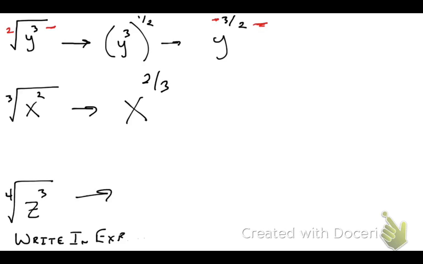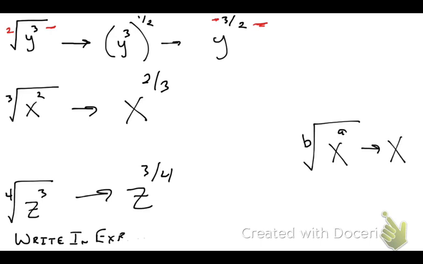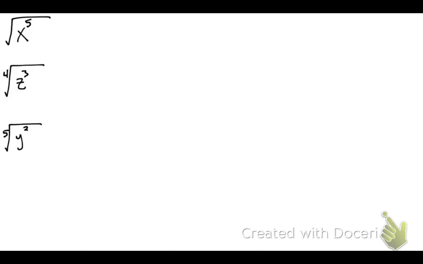And the last one, the 4th root of z cubed. Well, the numerator would be 3, and the denominator would be 4. If we wanted to generalize this a little bit, if we have the bth root of x to the a power, that can always be interpreted as x to the a over b. These two things mean the same thing. Why don't you practice one of these before we get out of there? Go ahead and translate these three into exponential form.